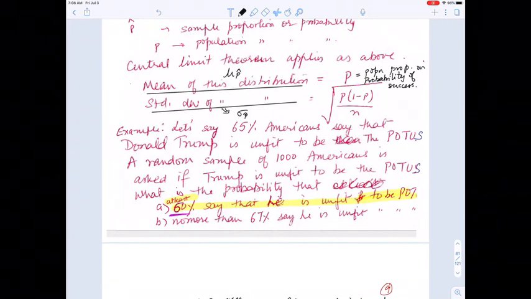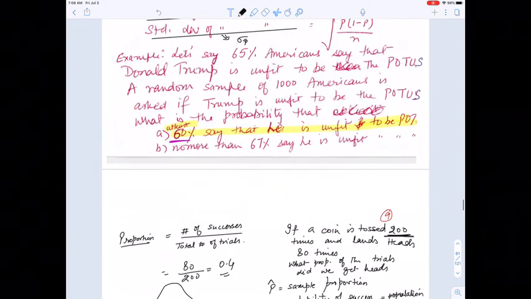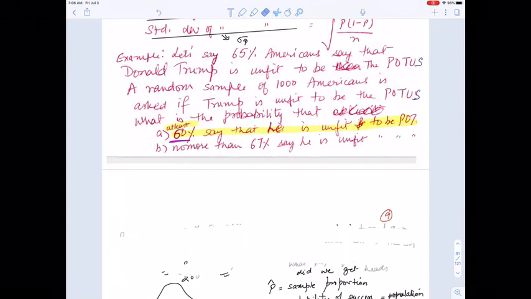Okay, so let's look at an example to understand this distribution. As long as you understand sample proportion and population proportion, this is really easy.